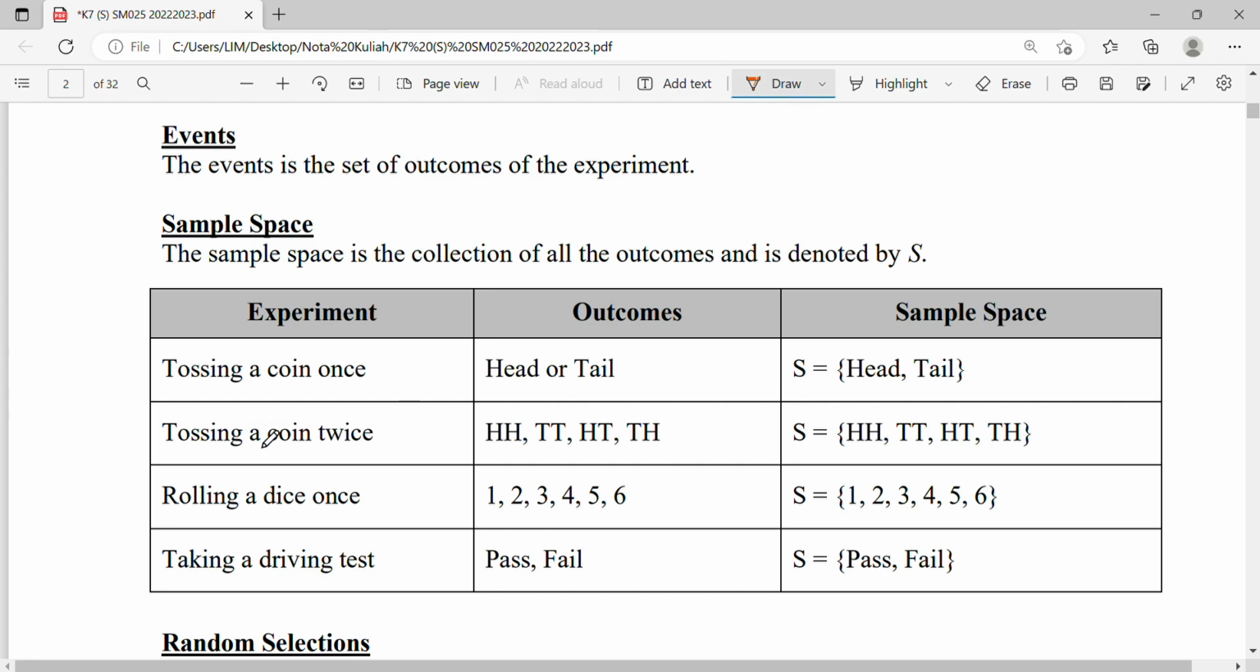So tossing 2 coins, you might get these outcomes, and this is your sample space. Maybe you get 2 heads, 2 tails, or you mix head tail or tail head. Rolling a dice, you will have 6 results, so your sample space is 6 results. It's a set, so you must put it in set notation. Taking a driving test, your outcome will be pass or fail.